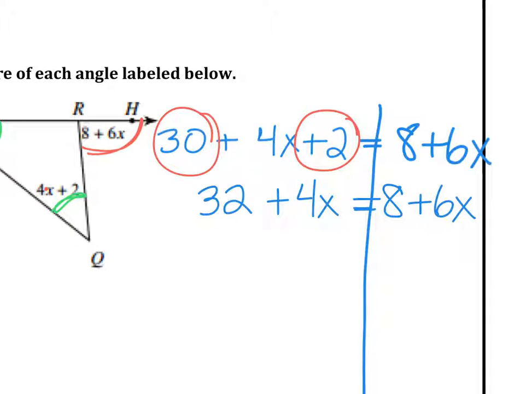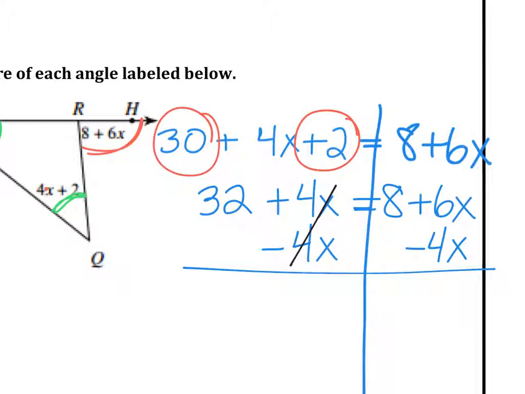Go ahead. Subtracting 4x from both sides. Yes, because it's added right now. It's positive, so we're going to subtract it. You've got to do this step before we solve the rest of it. We're going to get something that looks a little bit weird, and you might get confused. So 32 equals 8. 6 minus 4, top minus bottom is 2x.